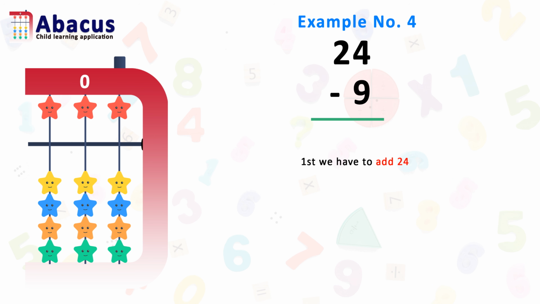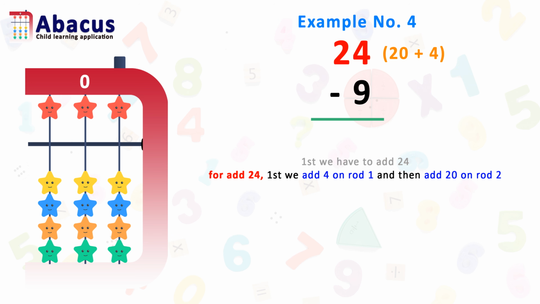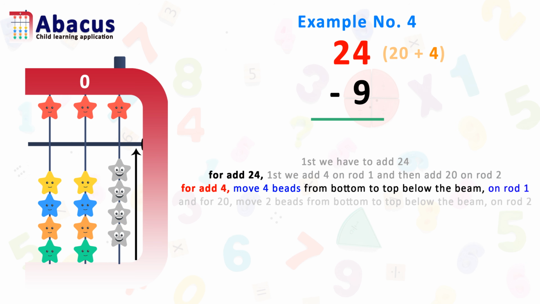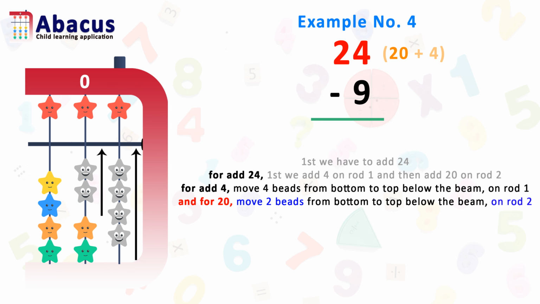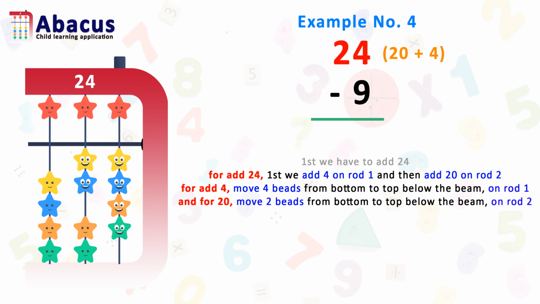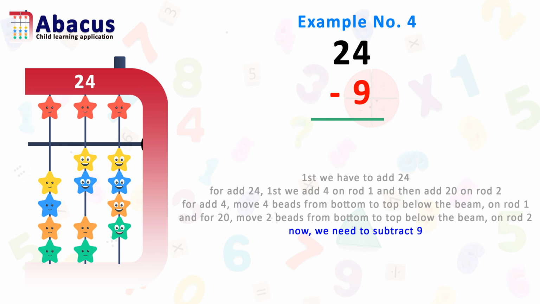First we add 24. For add 24, first we add 4 on rod 1 and then add 20 on rod 2. So for add 4, move 4 beads from bottom to top below the beam on rod 1 using the thumb. And for 20, move 2 beads from bottom to top on rod 2. Here we also use the thumb. Now we have to subtract 9.